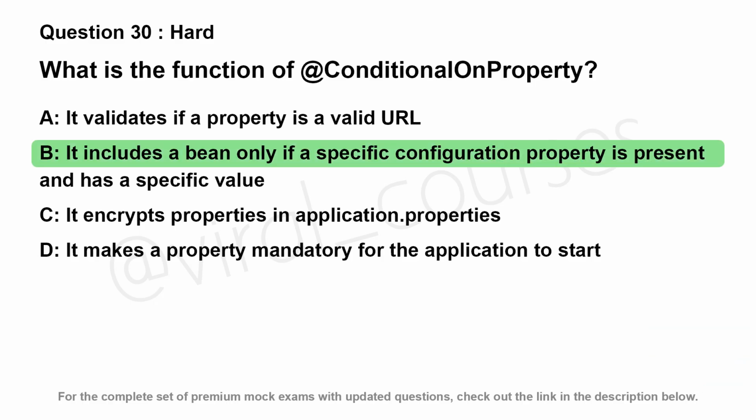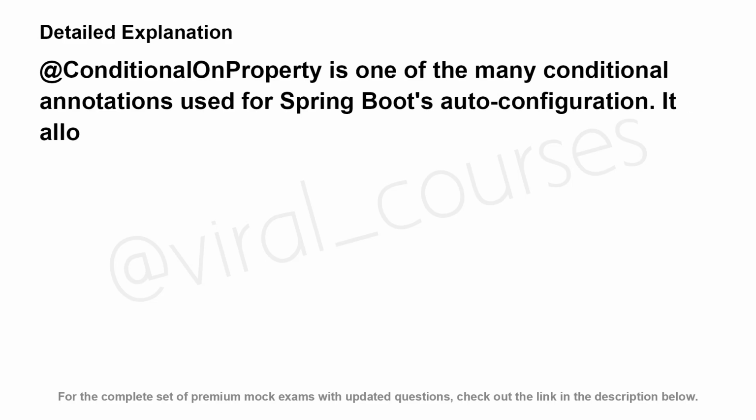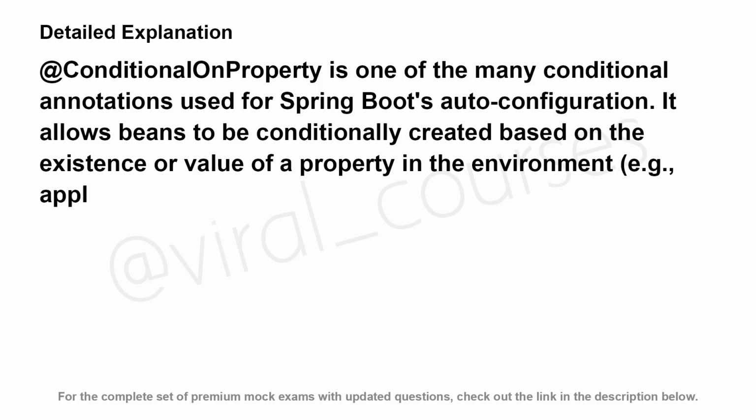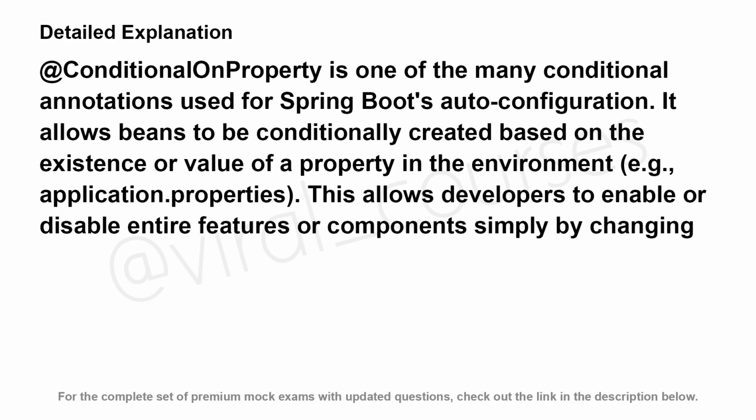The correct answer is B. @ConditionalOnProperty is one of the many conditional annotations used for Spring Boot's auto-configuration. It allows beans to be conditionally created based on the existence or value of a property in the environment, e.g., application.properties. This allows developers to enable or disable entire features or components simply by changing a configuration value.